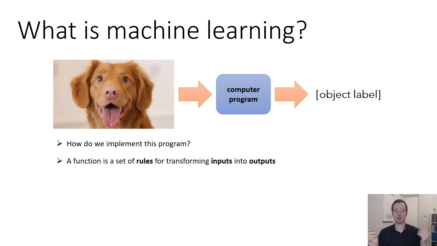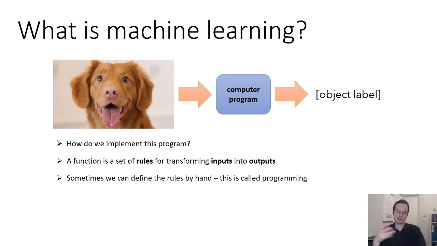That's kind of an obvious statement, right? Functions turn inputs into outputs, programs are functions, therefore programs turn inputs into outputs using some rules. And sometimes we can define these rules by hand. And that's essentially what programming is. When you write a program, you're defining rules for transforming inputs into outputs.